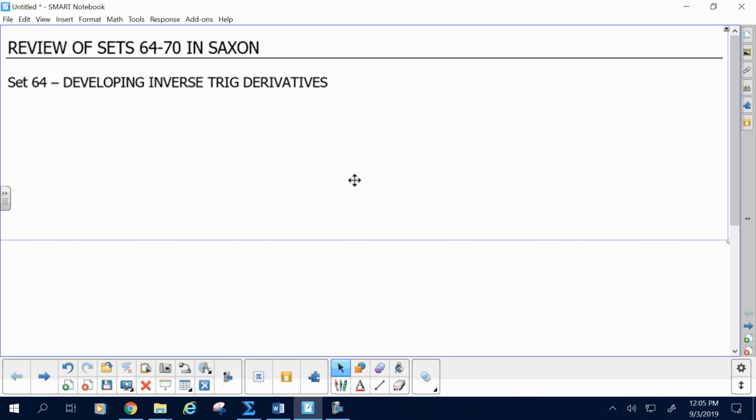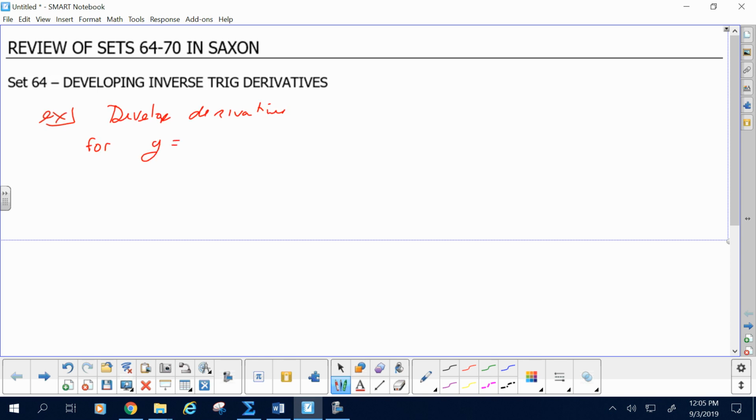Developing the inverse derivative. So let's go with this. An example is: develop the derivative for y equals, well, let's go inverse tangent of x.